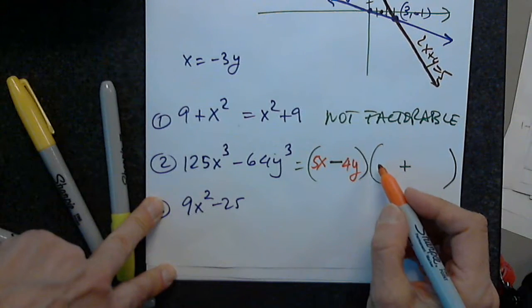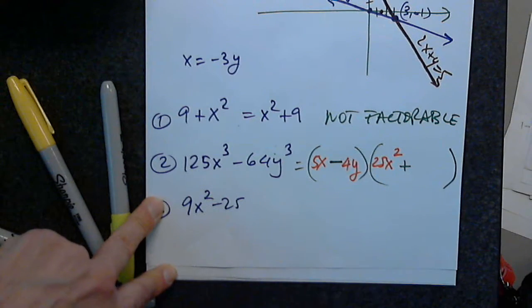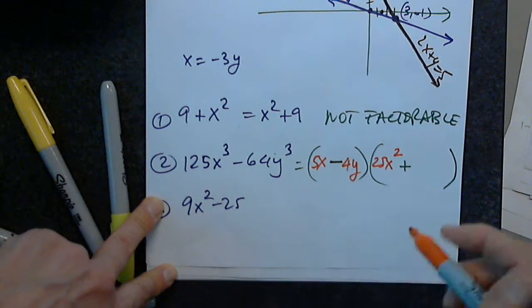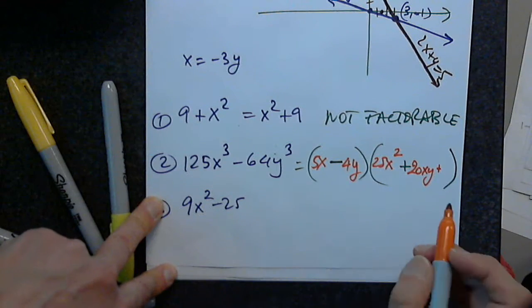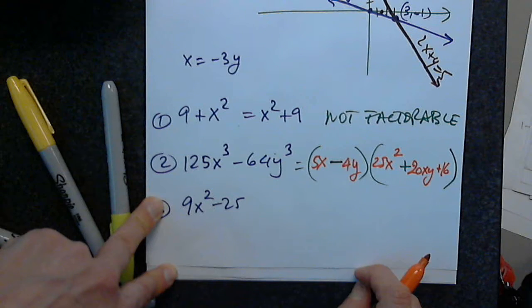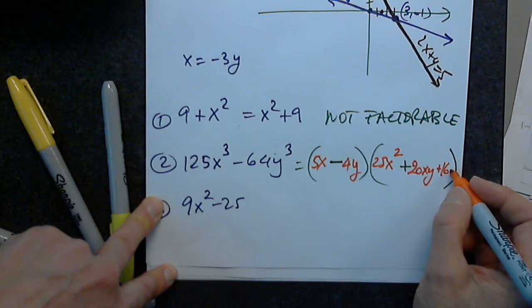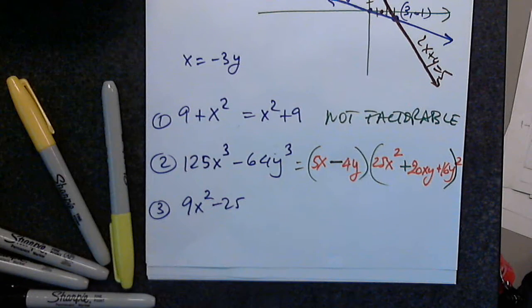First one. 25x squared, plus 20xy, plus 16y squared. Very good. Okay, the next one. 9x squared minus 25.